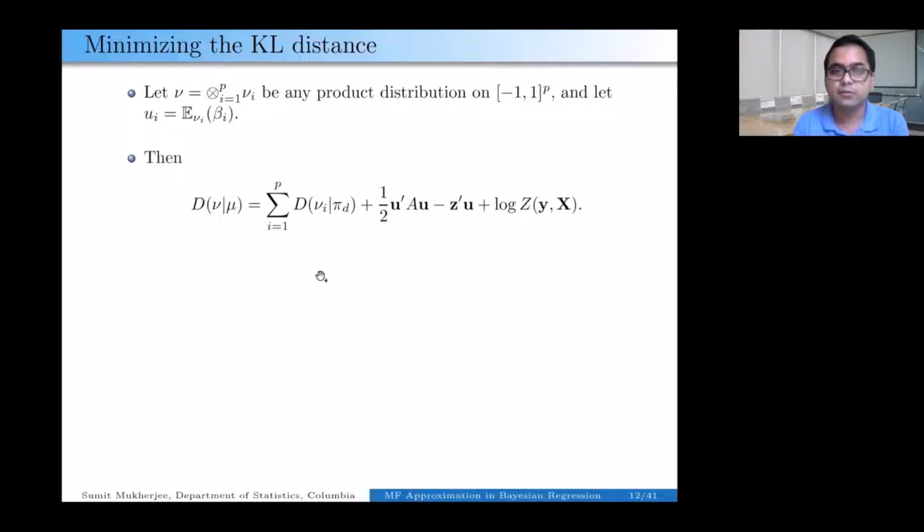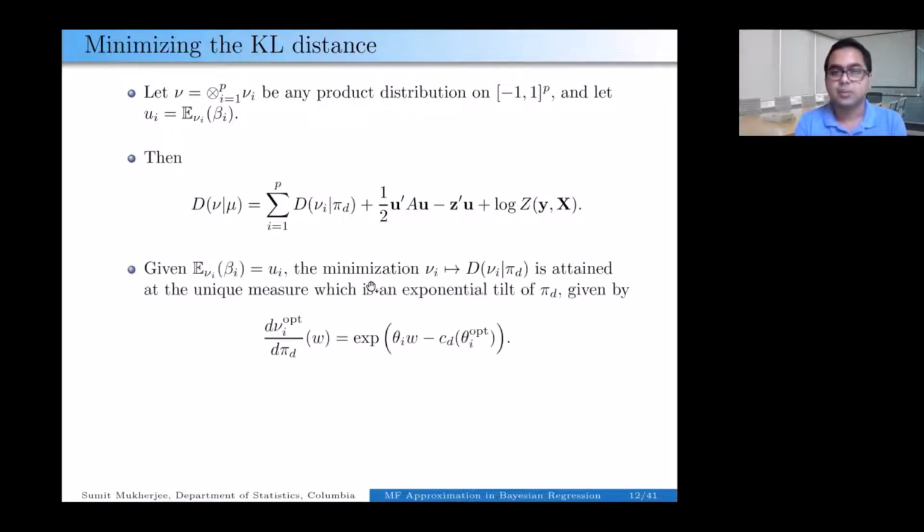And now you have to minimize this. Now, suppose I tell you that I do this minimization in two steps. First fix u, do the minimization, and then we'll minimize over u. So if you fix u, this part is a constant, and this part is a constant. This part is always a constant. So this is the only part I need to minimize, and this part factorizes out.